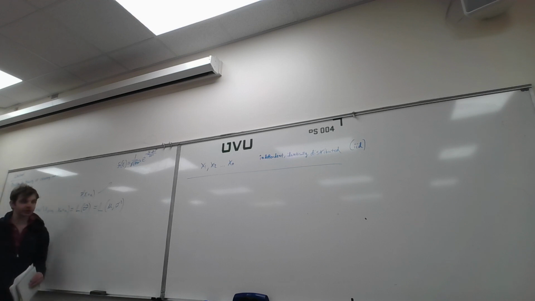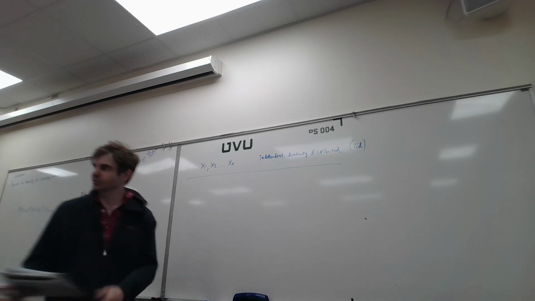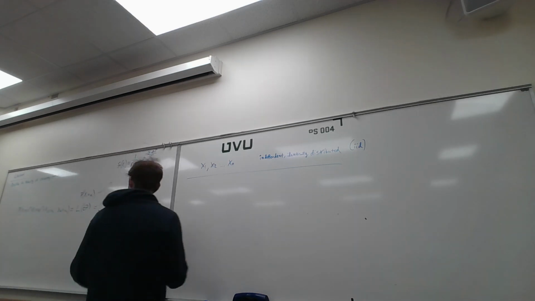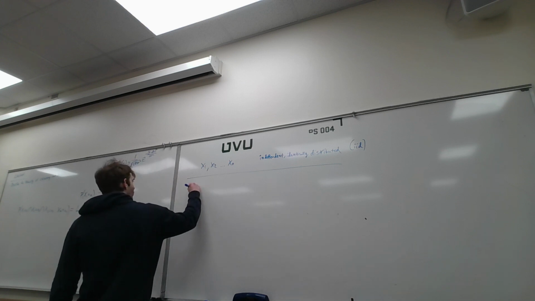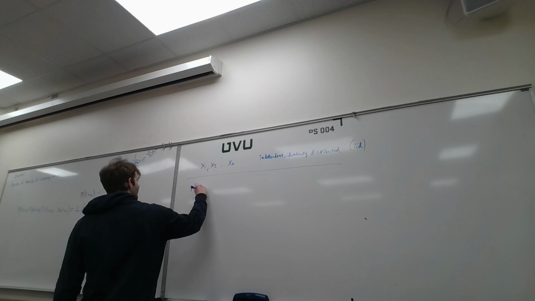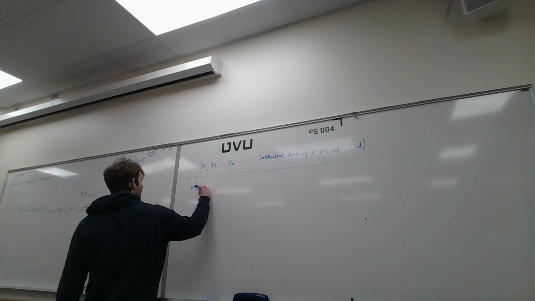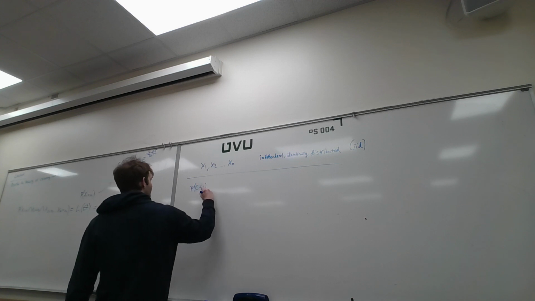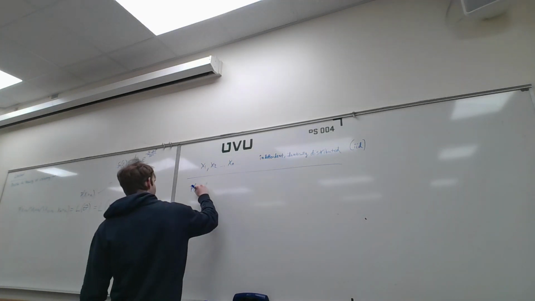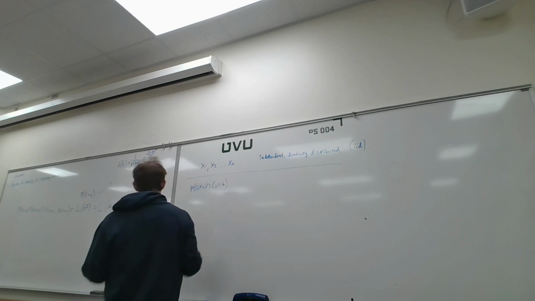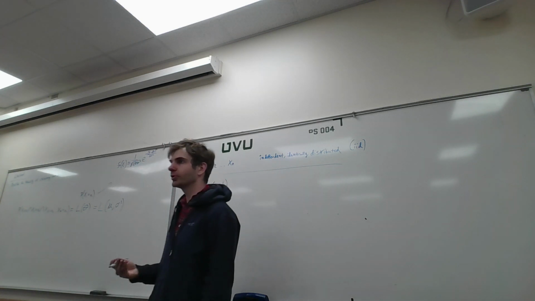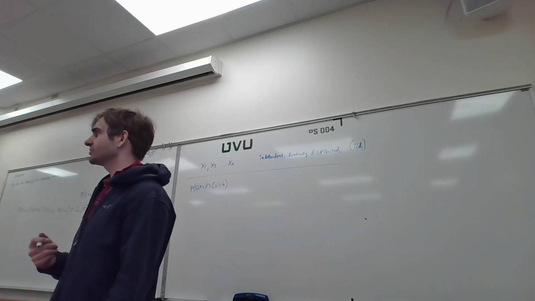Okay, I see some confusion on some faces. Let's think about this. Say that you're flipping a coin. What is the probability that you would get heads on the first coin? Coin 1 is equal to heads, and coin 2 is equal to heads. What is the probability you would get heads on the first coin and heads on the second coin?